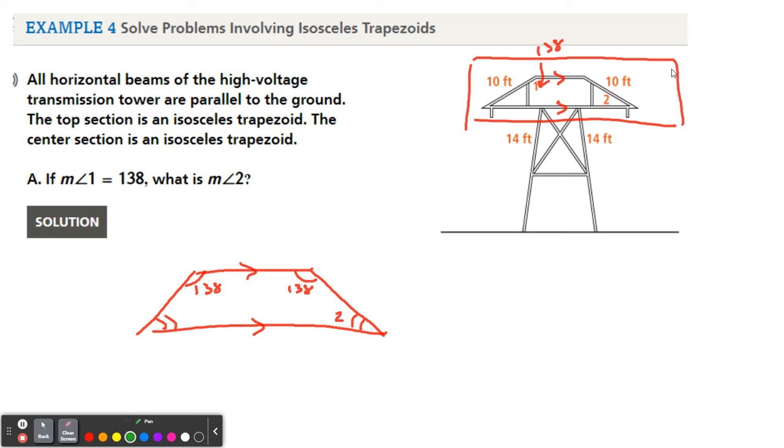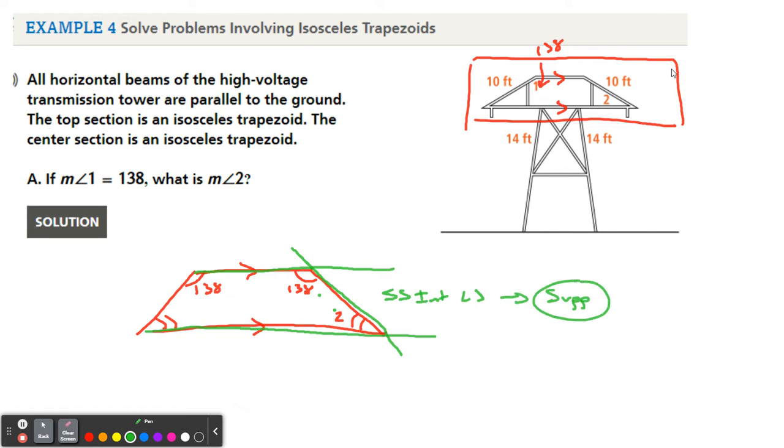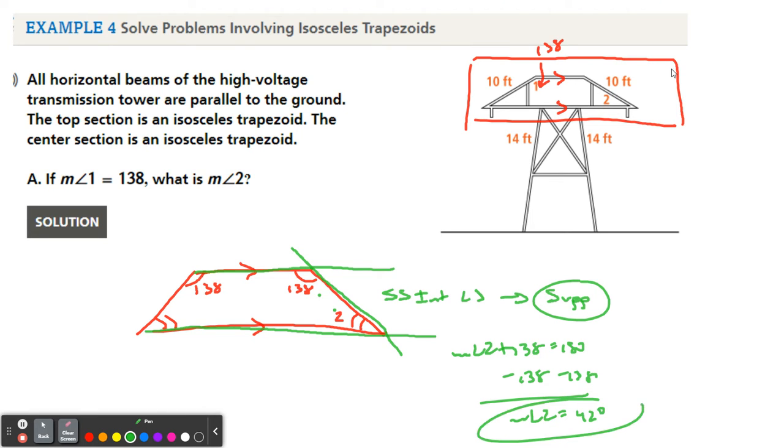Because these lines are parallel, we can treat this as parallel lines. I'm going to extend it. And the legs as transversals. And if you notice that these two angles, they are same side interior angles. And based off of our parallel lines discussion, same side interior angles are supplementary. And that's the idea here, right? The measure of angle 2 plus 138 should equal 180. So we just subtract 138 from 180, and the measure of angle 2 is 42 degrees. And there we go. No problem.